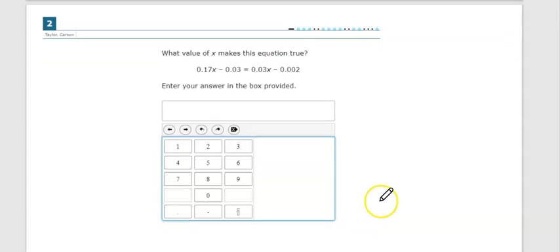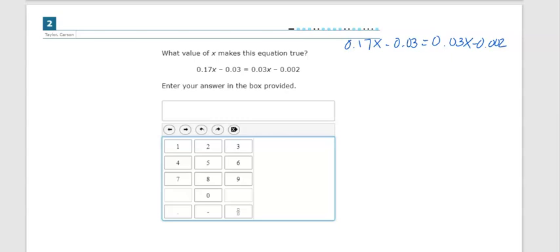Question 2. What value of x makes this equation true? I'm just going to rewrite it over here. We have 0.17x minus 0.03 is equal to 0.03x minus 0.002. All right, and use your calculators.